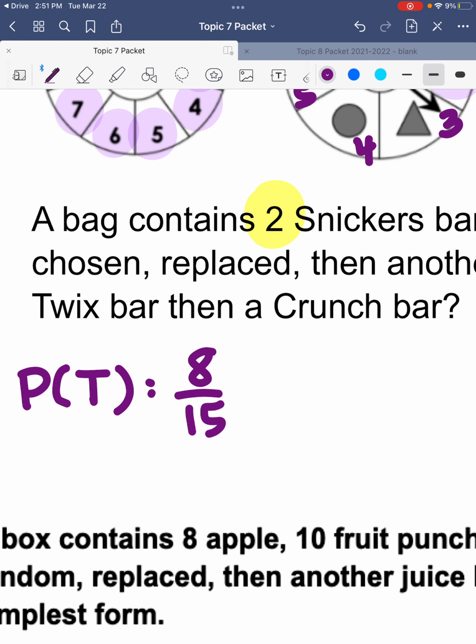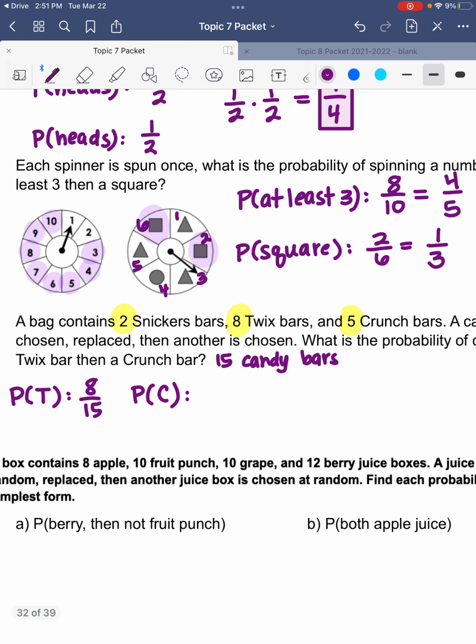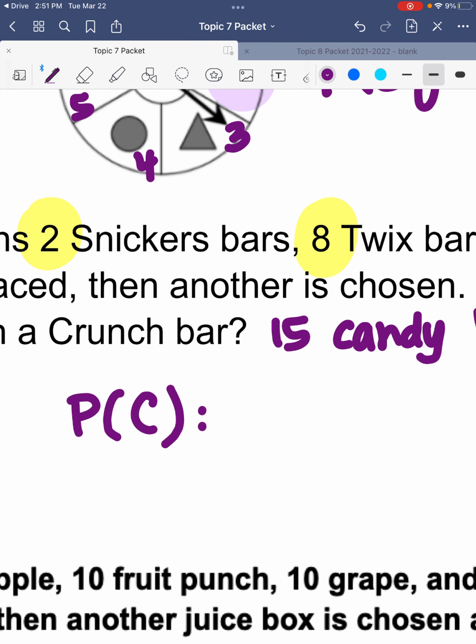Now my second probability, the second event, is choosing a Crunch bar, so I'm going to call it probability of C. So how many Crunch bars do I have? 5. So there are 5 Crunch bars out of 15 total candy bars. Does that fraction reduce? Yes, 5 goes into both of those numbers. 5 divided by 5 is 1, and 15 divided by 5 is 3.